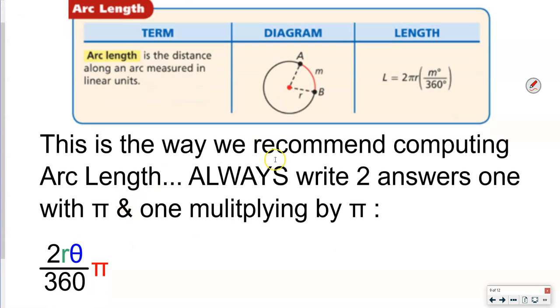So this is the way we recommend computing arc length. Always write 2 answers, one with pi and one when you multiply it by pi. So this is the recommendation. Do the 2 times the radius times whatever theta is, and that could be the central angle or the degrees of the arc, over 360. You do that first, and then you multiply by pi. Okay, so you're going to leave pi in your answer initially, and then you're going to multiply by pi.